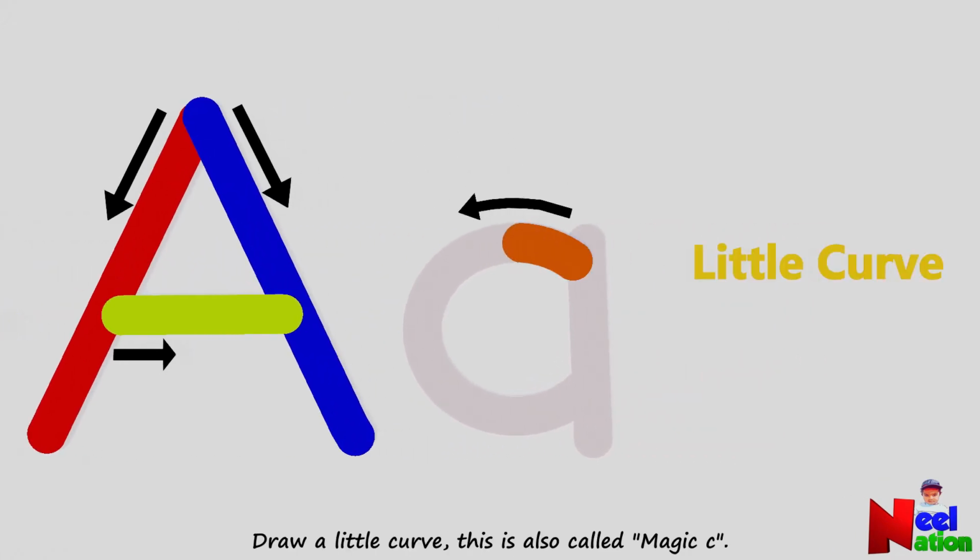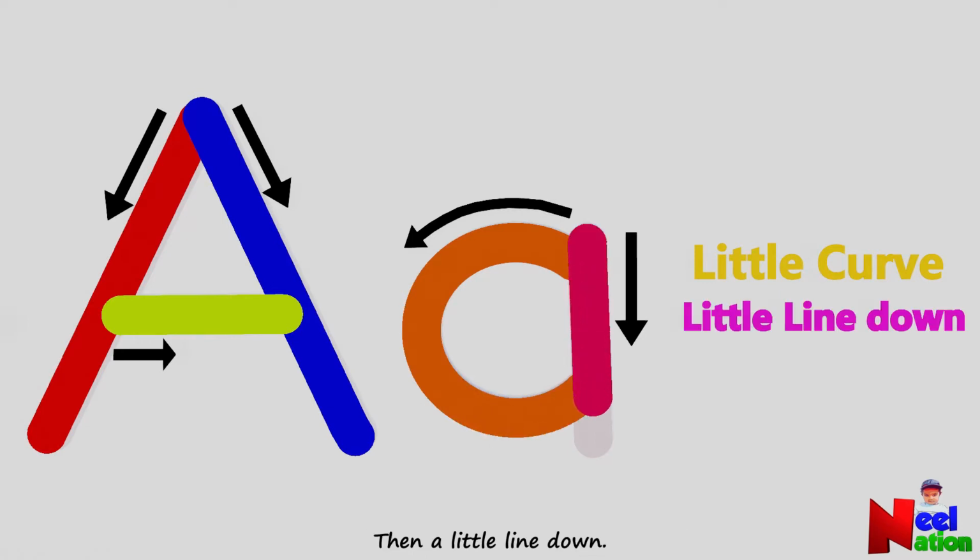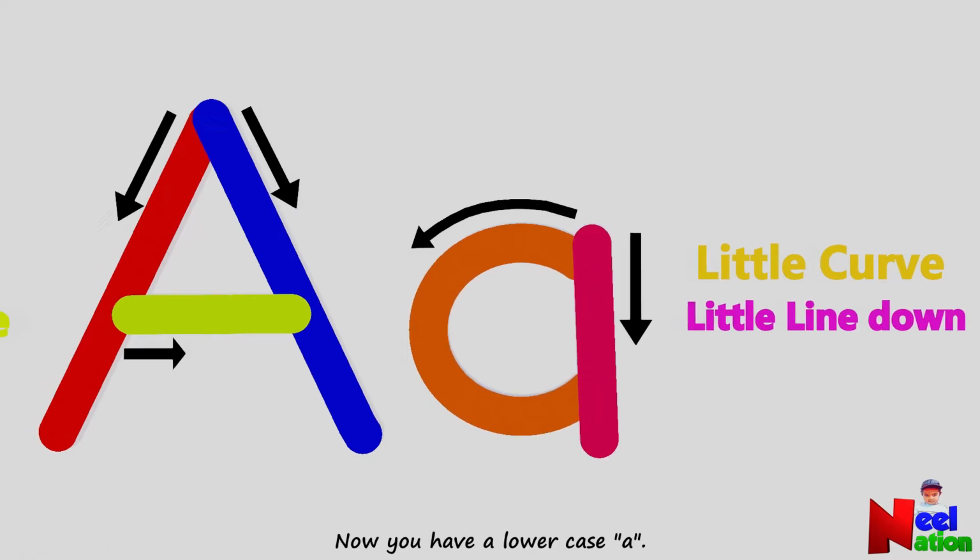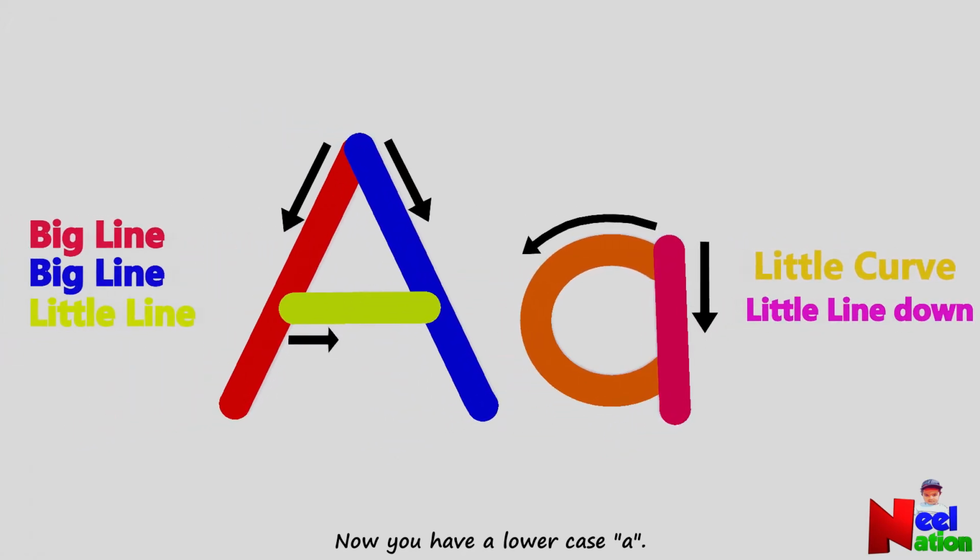Draw a little curve. This is also called magic C. Then a little line down. Now you have a lowercase a.